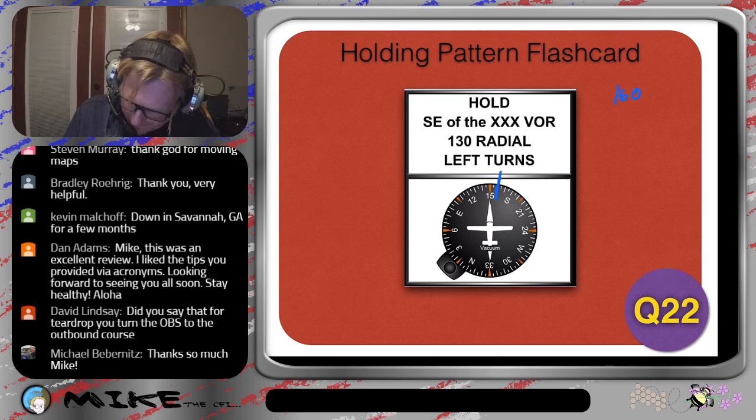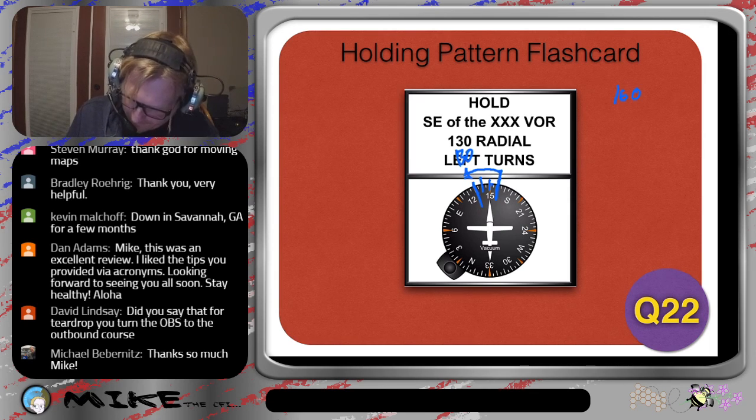And so to know my outbound heading, I'm looking at the 160 and I want to count 30 degrees towards the top of my heading indicator to figure out what my outbound heading is going to be. So it's going to be 10, 20, 30. So after I cross the fix, I'm going to turn to a heading of 130 to get into that hold.